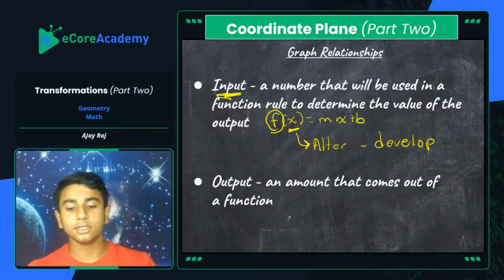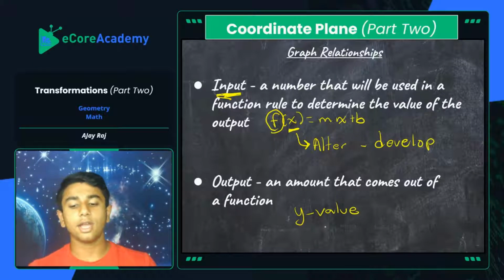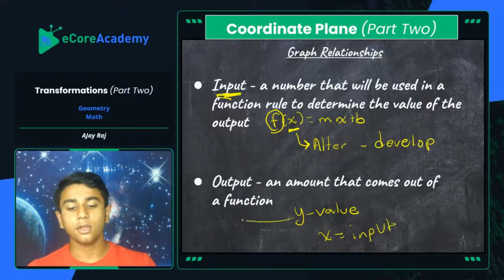So that is basically your y value that's given after your x value is plugged in. So x equals input, and your y value is your output.